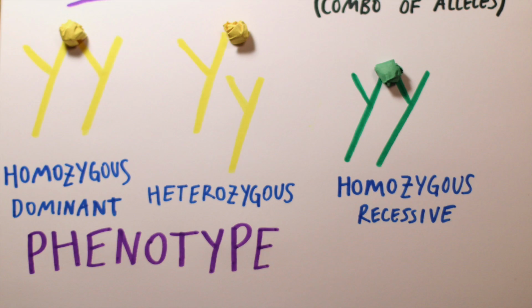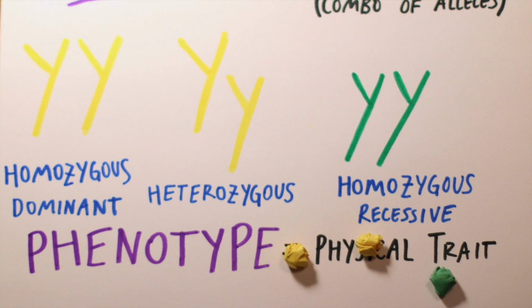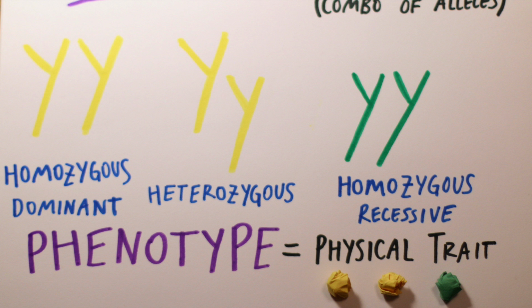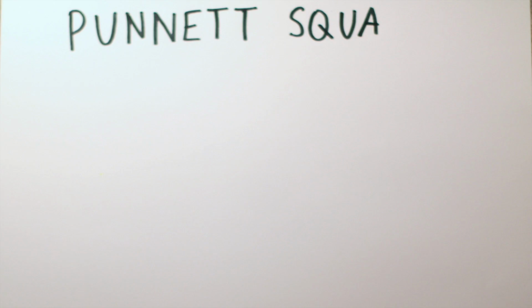Phenotype is the physical trait that we can see. Now we're ready to make our Punnett squares.